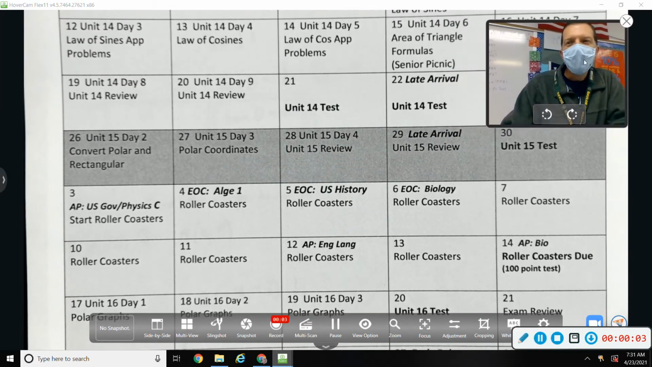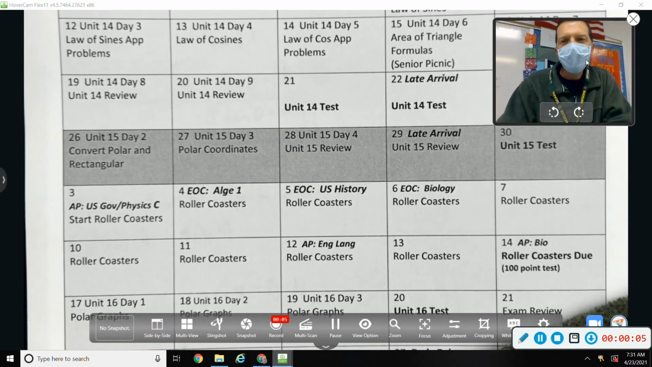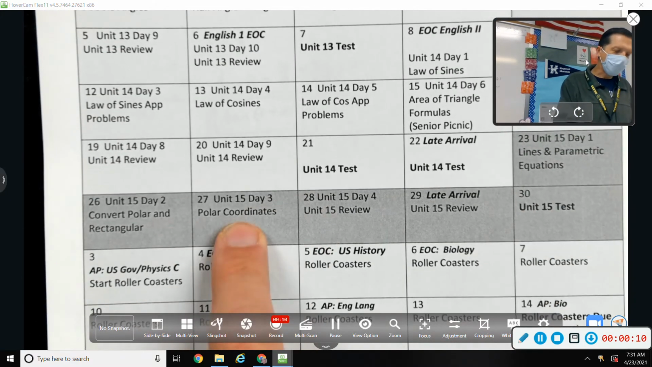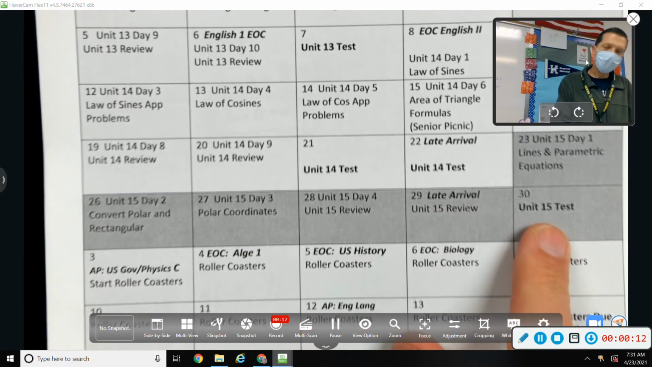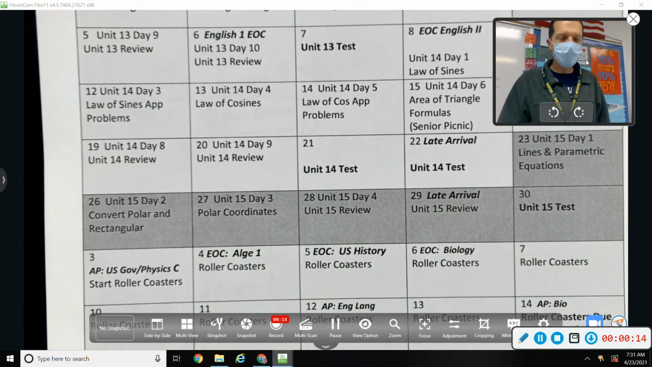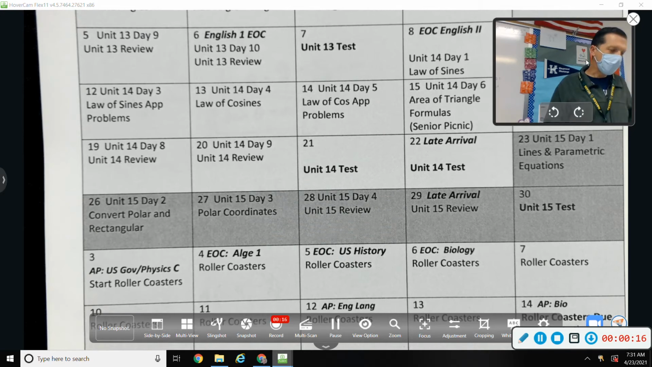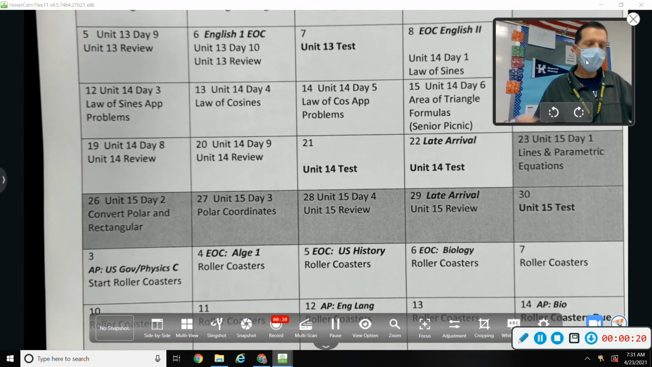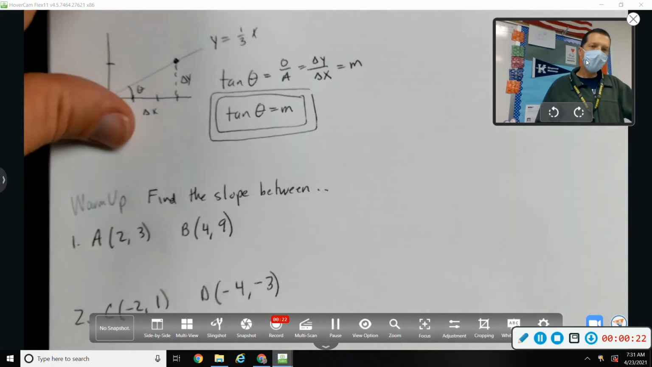All right, good morning. Welcome to the new unit, Unit 15. It's only 3 days of new stuff, a day of review, and a test next Friday. So a quick turnaround. It's not difficult. It just doesn't fill up any more than 3 days. Let's start, though, with some warm-ups.